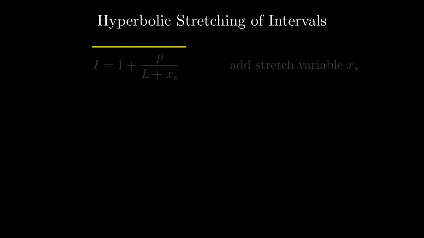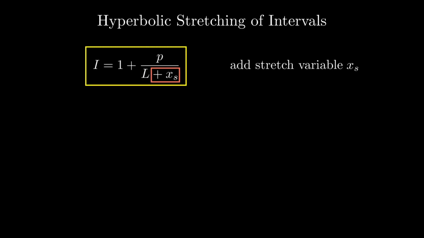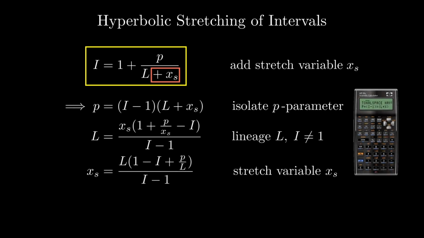To perform hyperbolic stretching of intervals and chords, we extend our proven expression for calculating intervals with a new variable. We add a dynamic offset xs, the stretch variable, to the lineage L, which is left unchanged while hyperbolic stretching is in progress. To maneuver conveniently in tonal space, we can easily isolate any parameter.